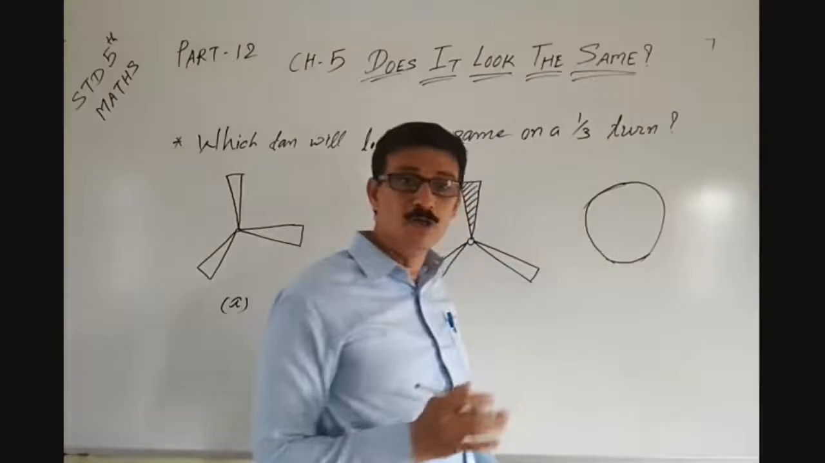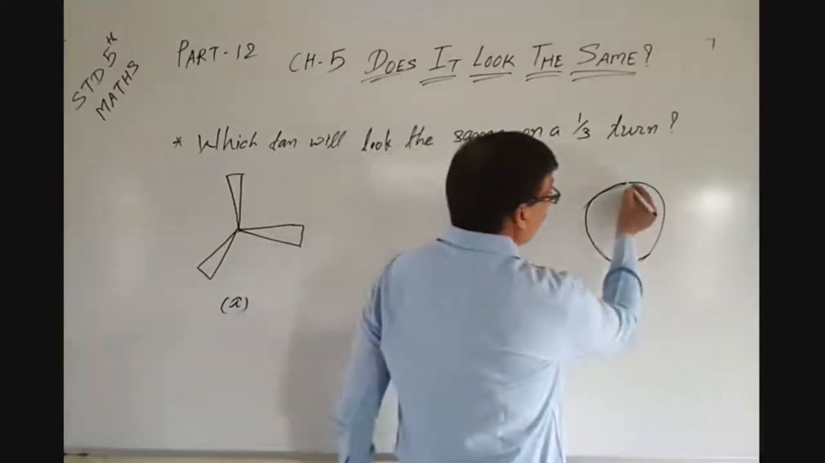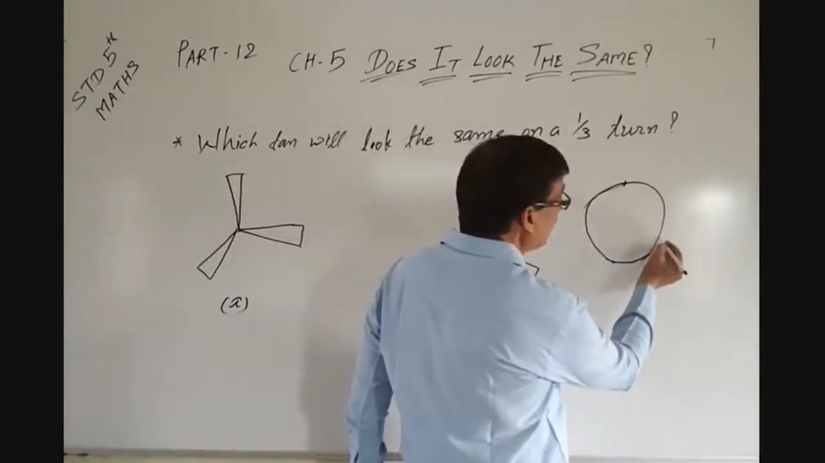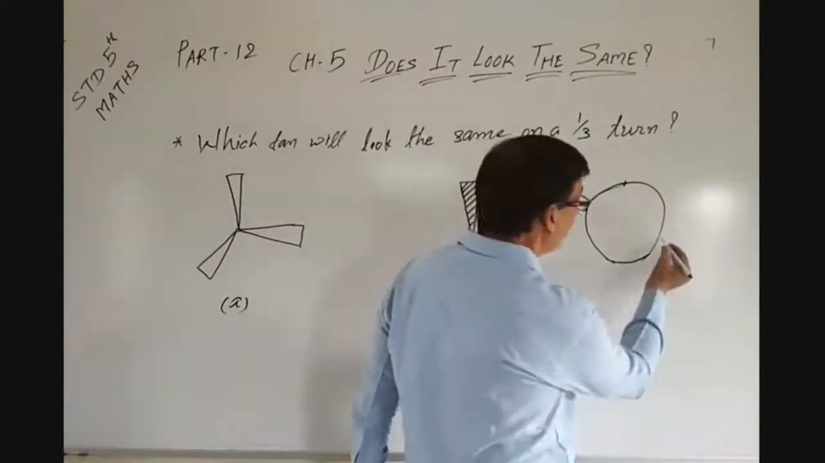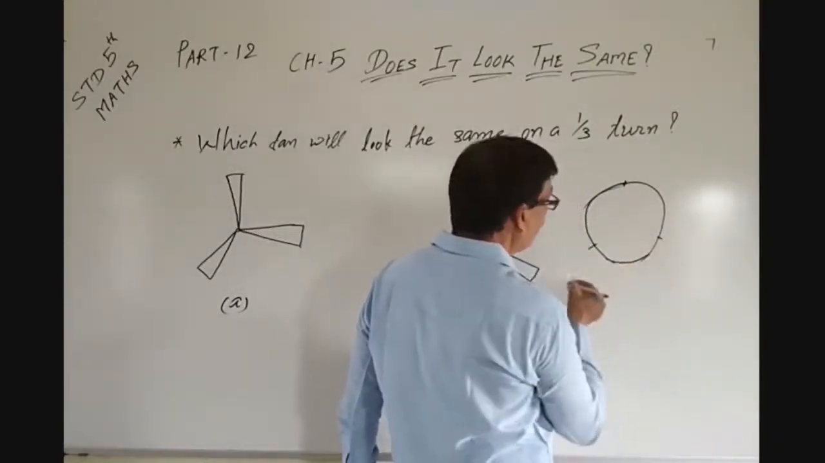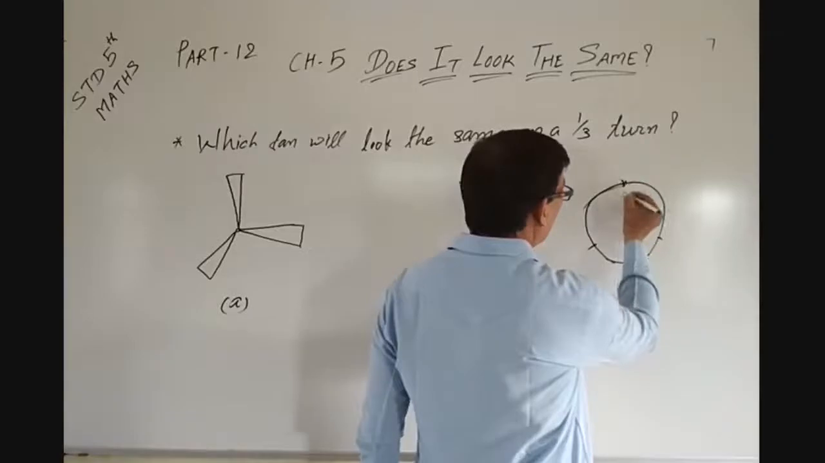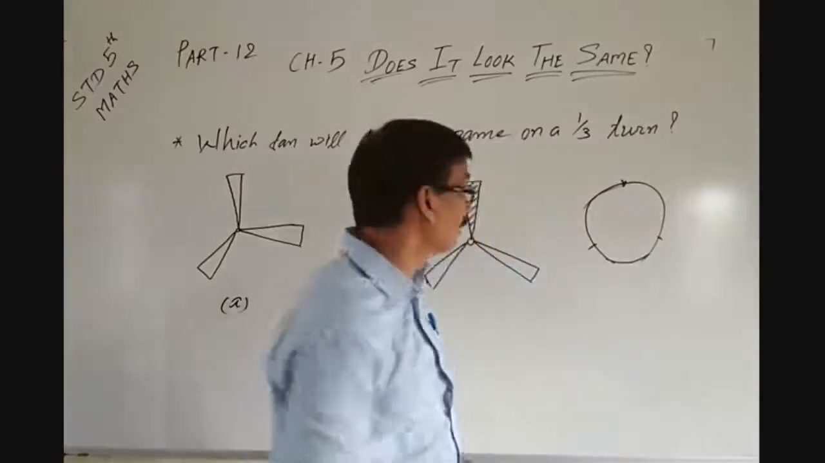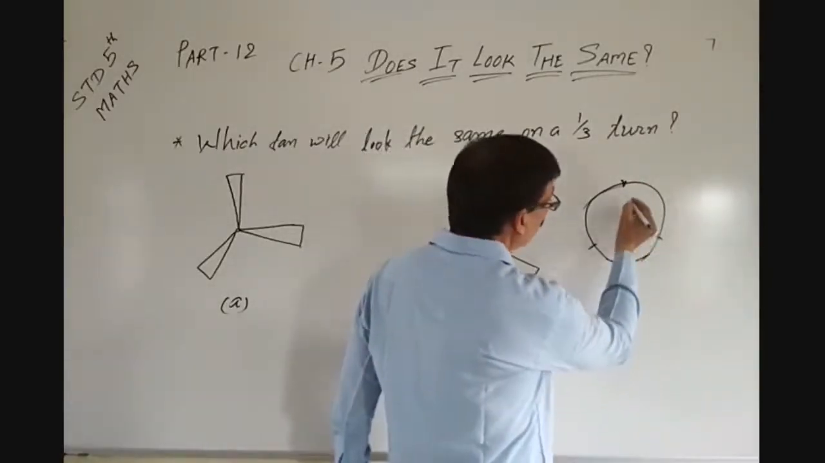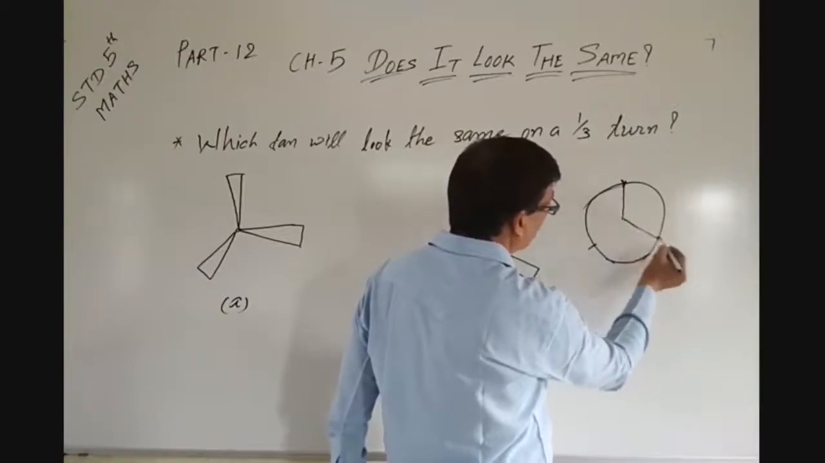Then after what you will do? Divide this circle into three equal parts. How many? Three equal parts. So it will be something like this. There will be three equal parts of a circle. And if you want to draw, then this will be something like this.